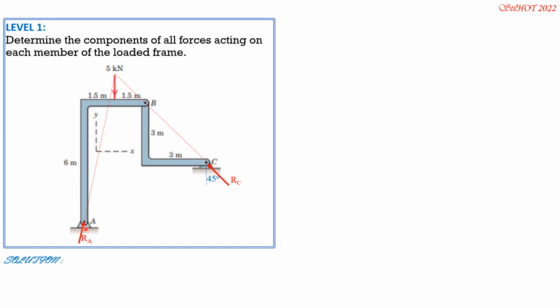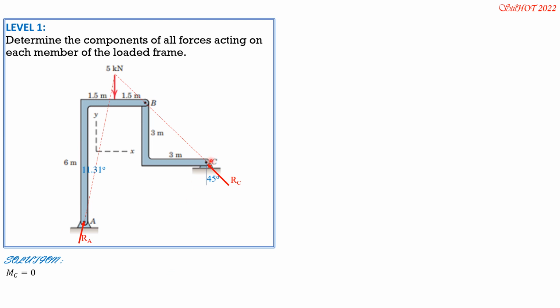So to solve for R sub A, we need to solve this angle also. Take note that this is 1.5 and this total vertical distance is 1.5 plus 6. So this angle is arctan of 1.5 over 1.5 plus 6. So arctan of 1.5 over 7.5, and that is 11.31 degrees.